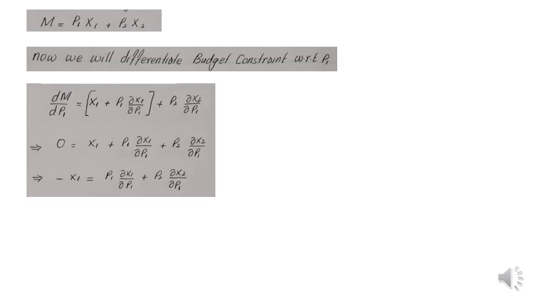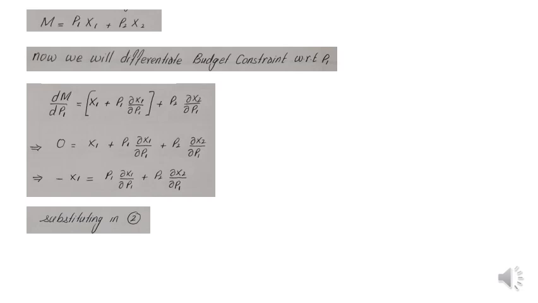The derivative of P1 is 1. X1 came there and then plus P1 as it is, and the derivative of x1 is ∂x1/∂P1. Now we come to the second term. The second term of the budget constraint is P2 into x2. P2 is not a function of P1. However, x2 is a function of P1. Therefore, P2 came as it is, and then it's ∂x2/∂P1.